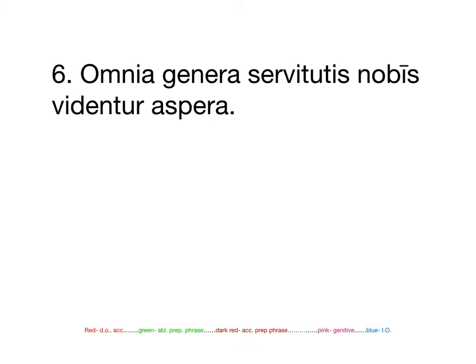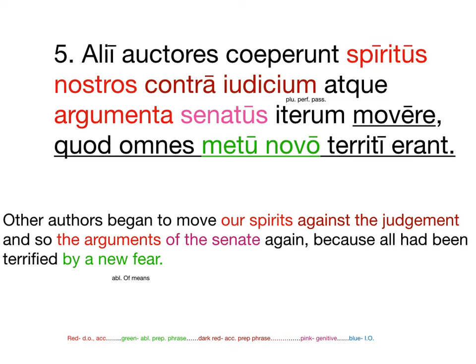All right, we got a few more. Omnia genera servitutis nobis videntur aspera. This one's pretty straightforward. What could our subject be? Maybe it's just omnia genera. We saw omnes as a subject at the end of this sentence. It was just like all or everyone.